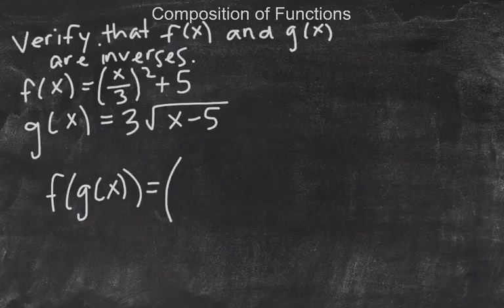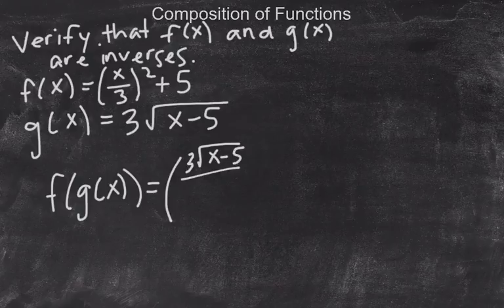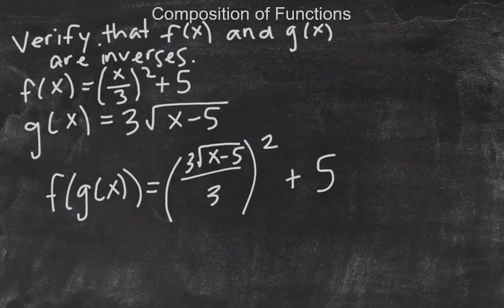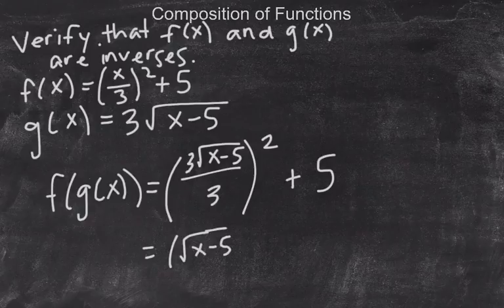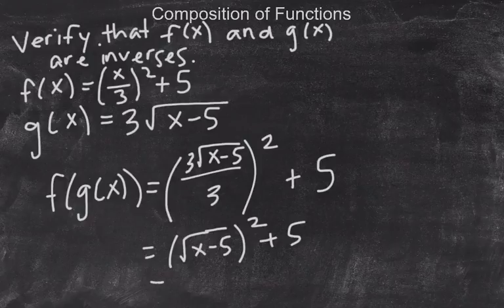So I'm going to take the input, which is 3 times the square root of x minus 5, divide that by 3, square all of it, and add 5. So I've substituted g of x for x in my f function. So I've got 3 groups of the square root of x minus 5 divided by 3, which is just the square root of x minus 5. I'm squaring that and adding 5. The square of something that's been square rooted is just this. x minus 5 plus 5 equals x.